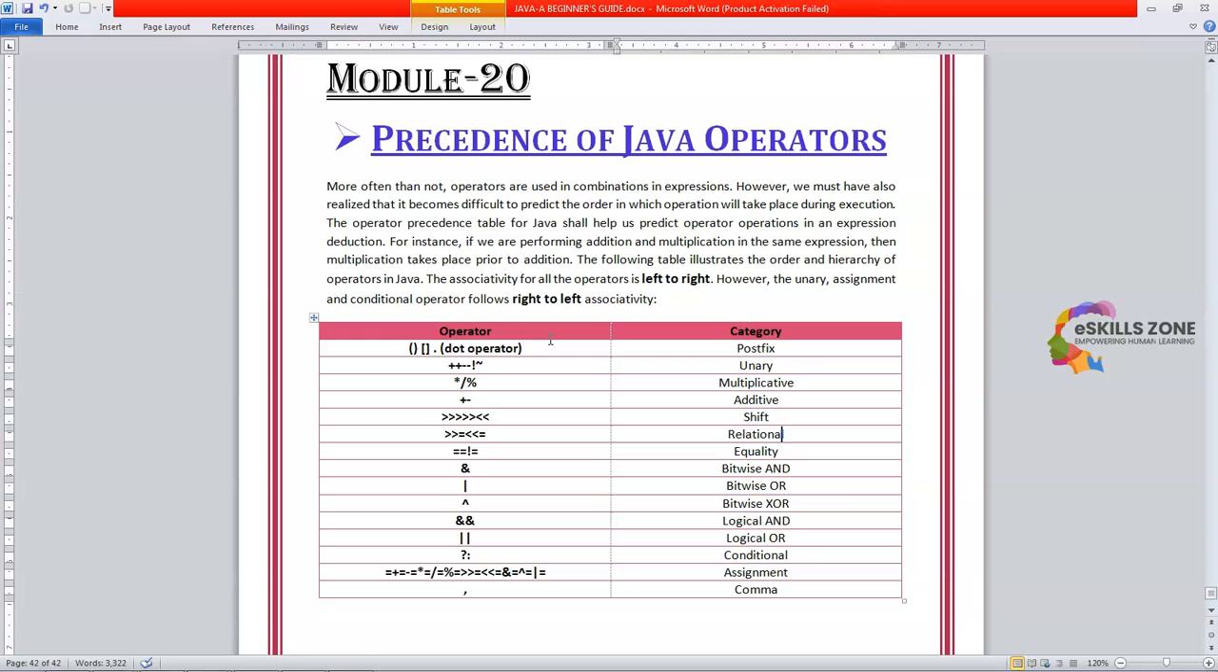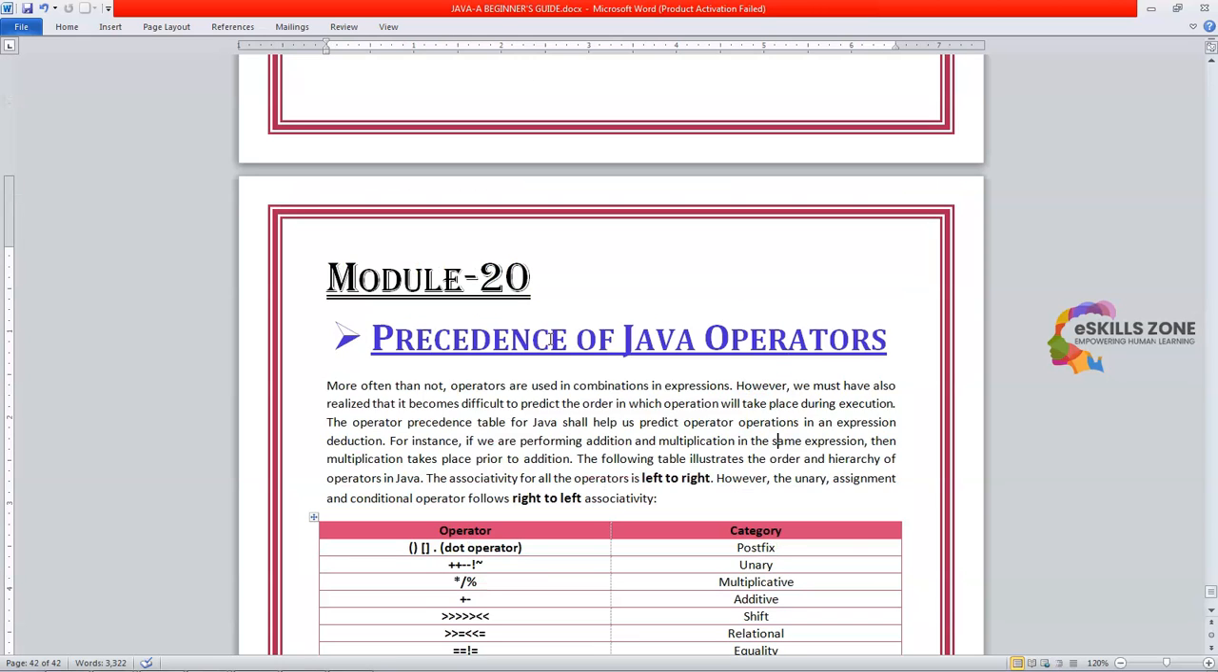So in our next video we'll discuss the if condition, which is the very backbone of programming in any programming language, in module number 21.